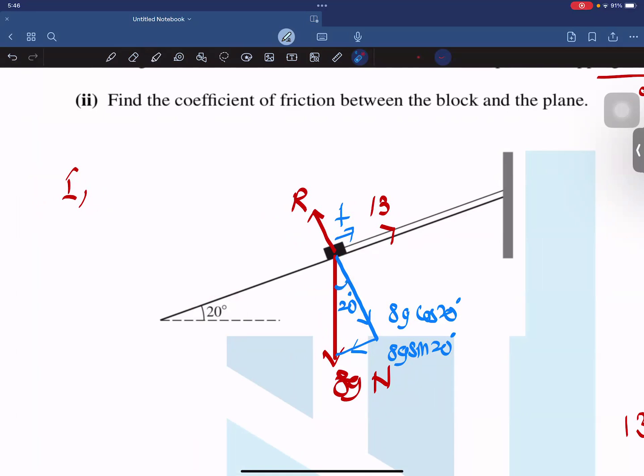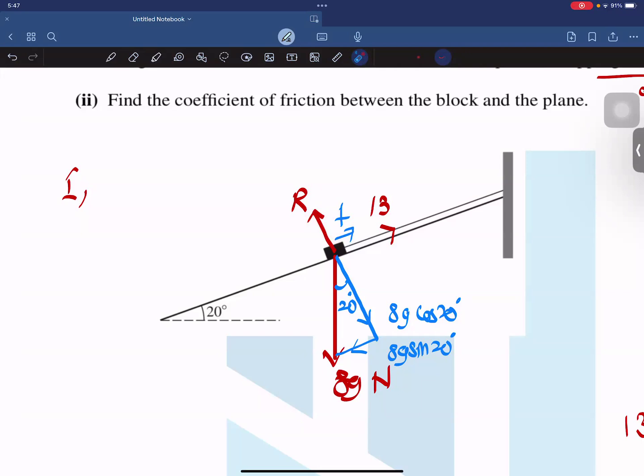We are going to resolve the component of the weight so that they are perpendicular to the plane or parallel to the plane. The component perpendicular to the plane is 8g cos 20 because this component is adjacent to this angle, and along the plane the component is 8g sin 20 because this is opposite to this angle. The normal contact force always acts perpendicular to the surface, so here it is acting upwards, since the block is in contact with the surface.